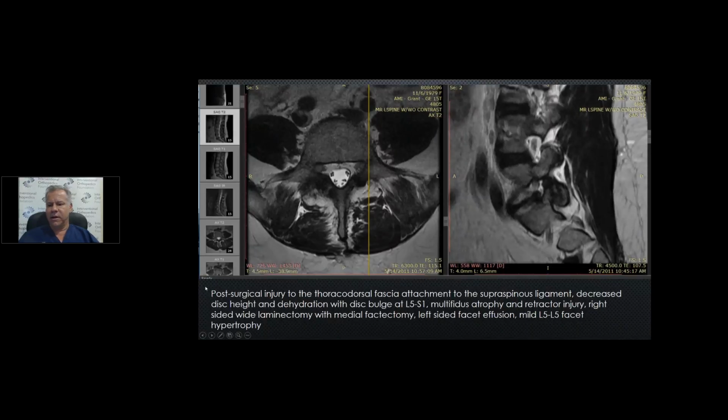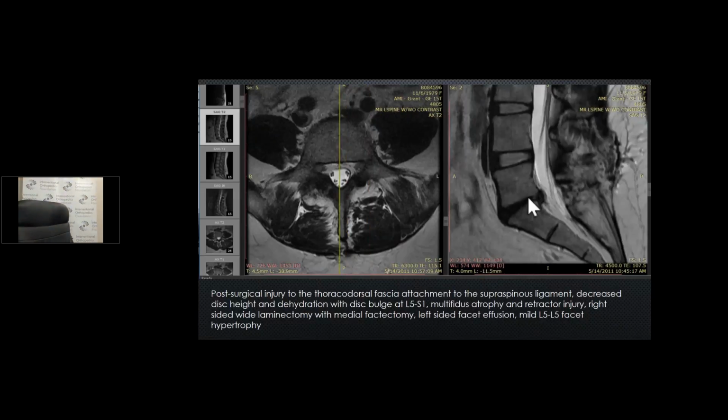Okay, let's take a look at our first MRI here. This is the axial sagittal. One of the first things that jumps out in the sagittal is that nice disc bulge here, decreased disc height, as well as decreased signal intensity of the disc.